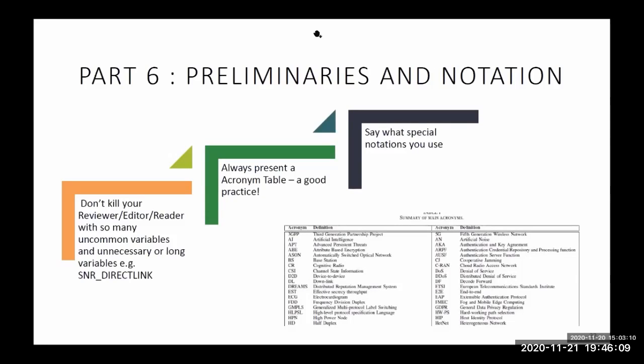Another thing you would like to add is the acronyms. Many engineering and technology related papers discuss mathematical formulation and algorithms, and you have a lot of acronyms as well. So don't kill your reviewer or reader with so many uncommon variables. Try to use very compact and general acronyms that are commonly used in other papers as well. Also try not to use very long and unnecessary variables as acronyms, right? And it is nice to present a summary table of the preliminaries and notations that we are using. And the system model.